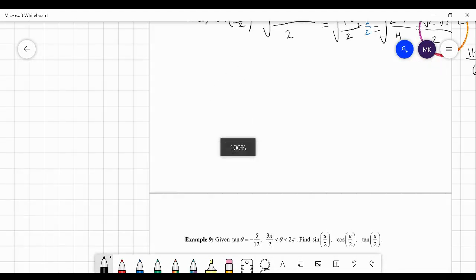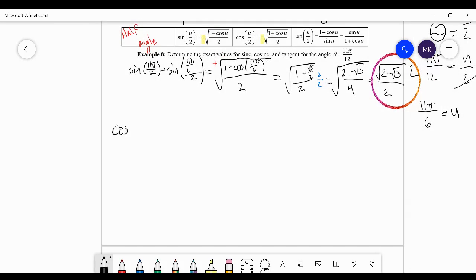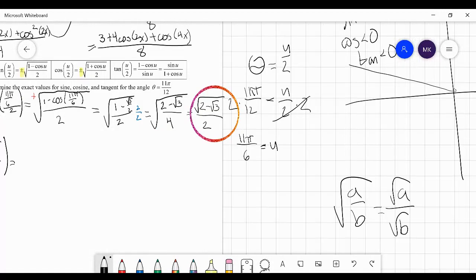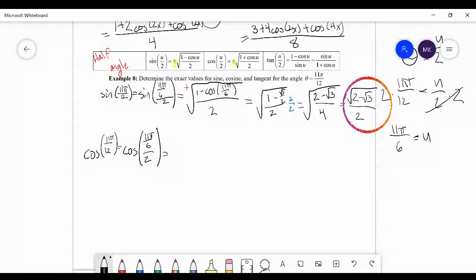Okay, come on. Here we go. Cosine of 11 pi over 12. Cosine of 11 pi over 6 over 2. Now, as we stated with where this angle is, cosine is going to be negative. So that means we're going to choose the negative version. This time it's not just kind of symbolic. We have the negative square root of 1 plus cosine of 11 pi over 6 over 2.